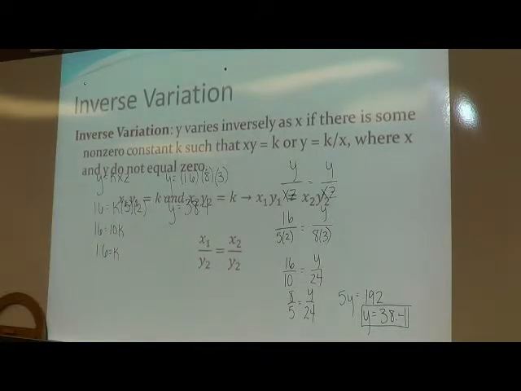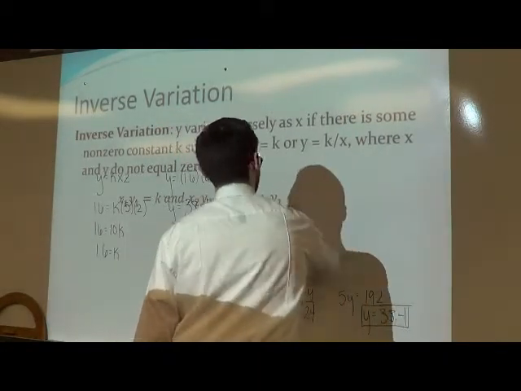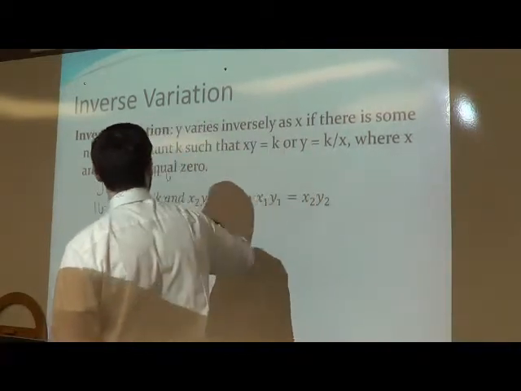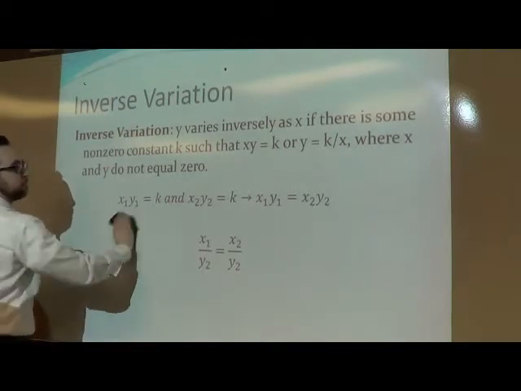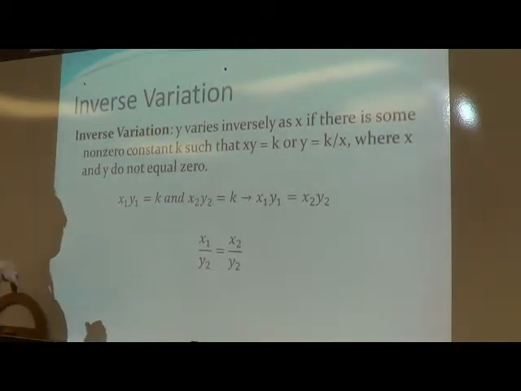And the last type we have is inverse variation. So y varies inversely as x if there's some non-zero constant k. So for this one, when it's inverse, we're going to be dividing. So for this one, y is going to be equal to k divided by x.